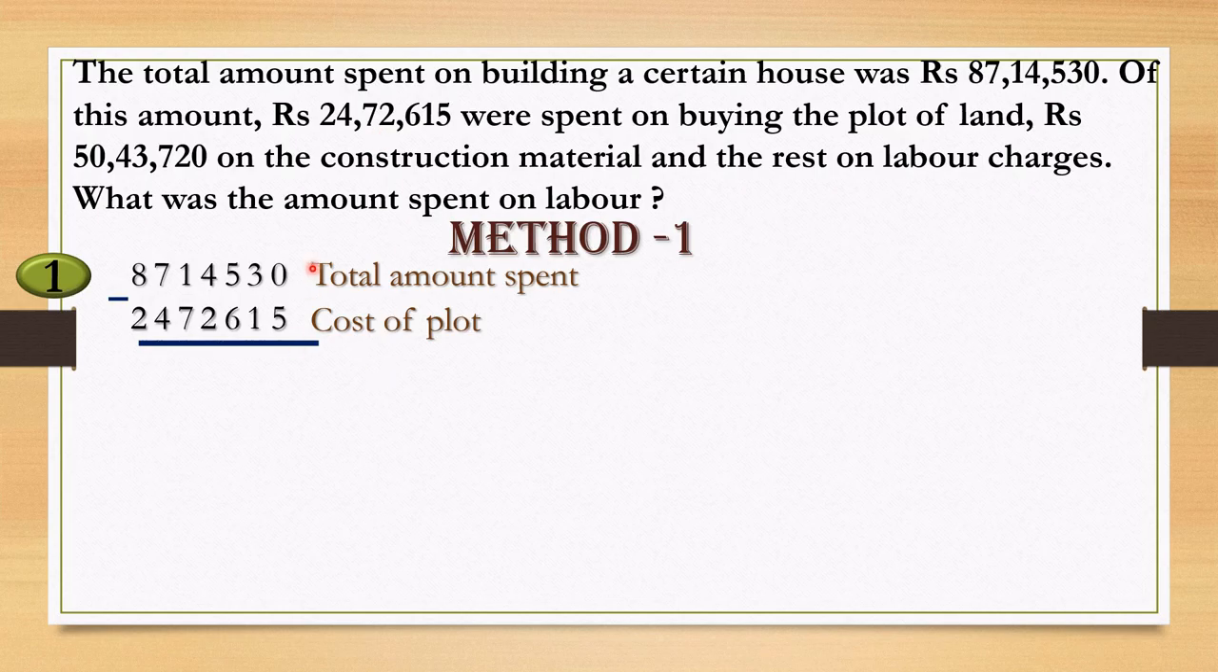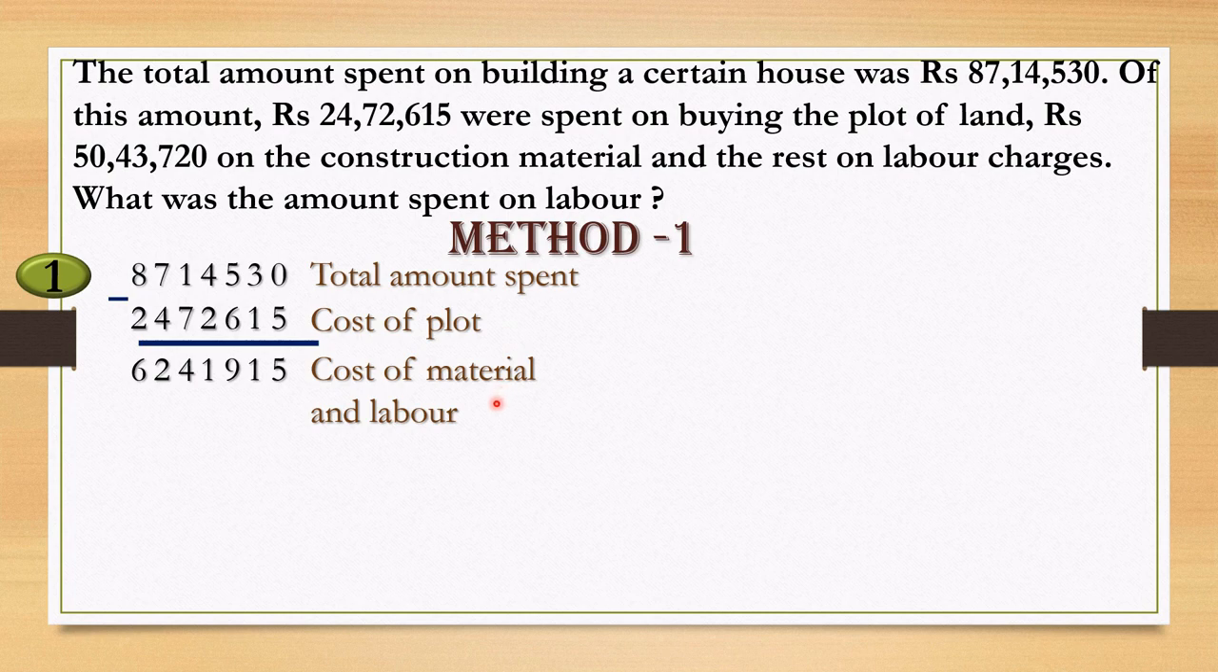What we got here? 10 minus 5, 5. 2 minus 1, 1. Then 15 minus 6, that is 9. 3 minus 2, that is 1. 11 minus 7, that is 4, right? 6 minus 4, that is 2. And 8 minus 2, that is 6. This we got, that is nothing but the amount that includes cost of material and labor. Correct? Because from the total we have subtracted only the cost of the plot.